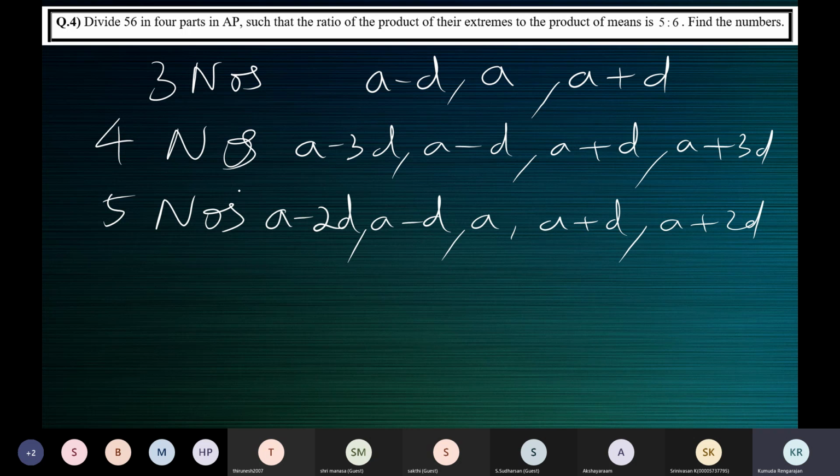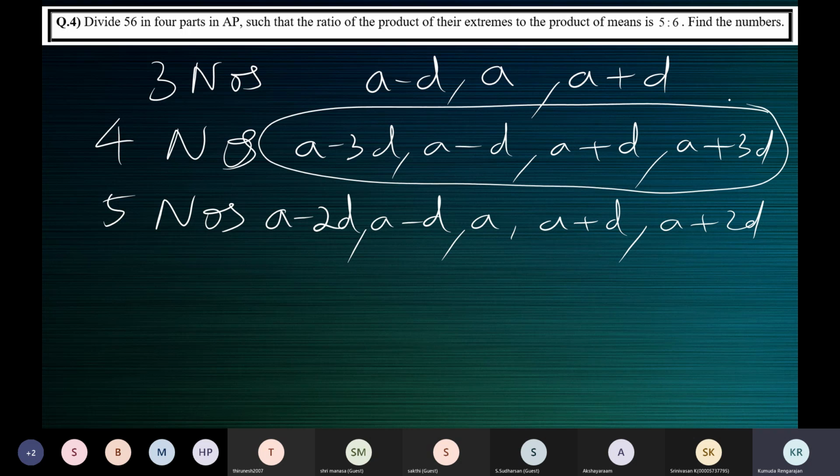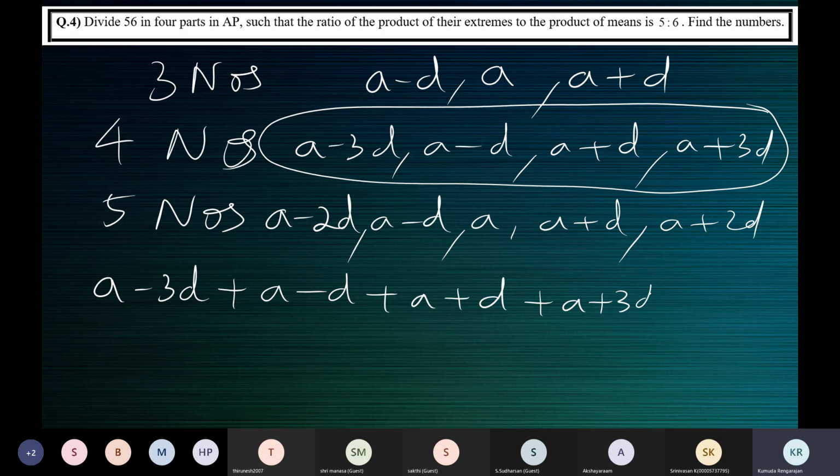Now here we have to divide. So let the four parts be this one: A minus 3D, A minus D, A plus D, and A plus 3D. Now, since we have to divide 56, the sum of the four parts will be 56. The sum of the four parts, A minus 3D plus A minus D plus A plus D plus A plus 3D, will be 56. Why will the sum of the four parts be 56? Because you're dividing 56 into four parts. The total is 56. So the sum of the four parts will be 56.